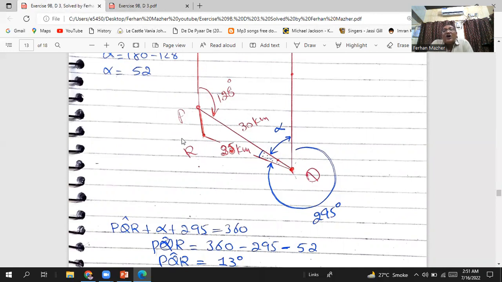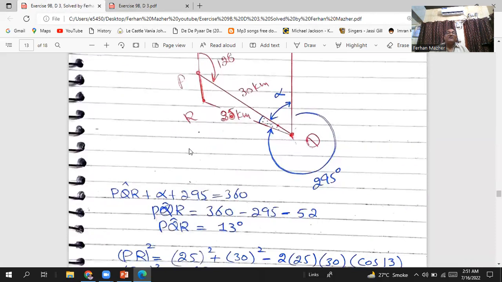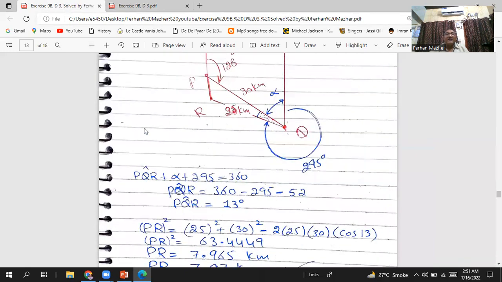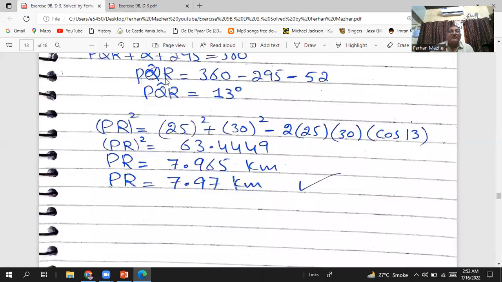So I can apply the law of cosine. I will apply the law of cosine. You can see the diagram and the law of cosine together. If you want to find the PR, it will be 30 square plus 25 square minus 2 into 25 into 30 into the cos of this angle. So it will be 25 square plus 30 square minus 2 into 25 into 30 into cos of 13.